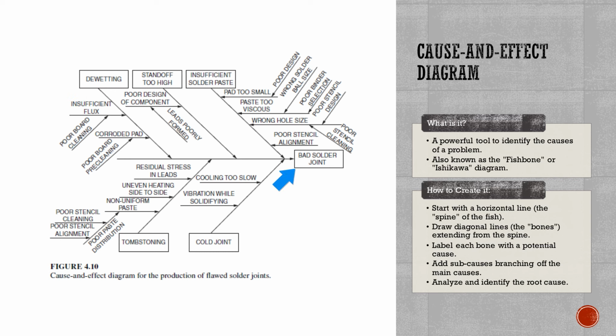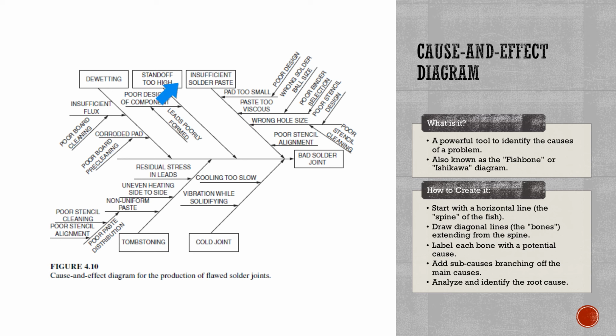For example, here the problem is a bad shoulder joint, and then what may contribute to this problem? The potential causes we put at the end of each bone, the diagonal line here, such as weighting standoff too high, insufficient shoulder pace, tombstoning, coil joint.